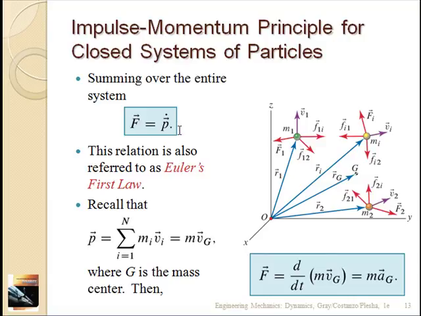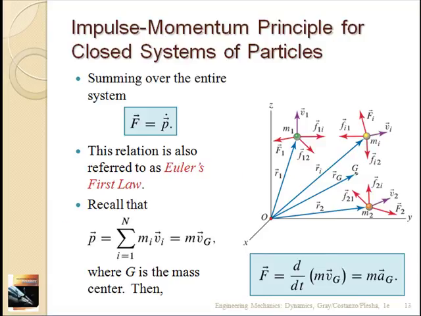So the total force on a system of particles, a closed system, is equal to the time rate of change of the momentum of that closed system. The momentum of a closed system of particles is the sum of the individual momenta, and it's equal to the total mass of the system times the velocity of the center of mass. So we can write that the total force on a system of particles is equal to the time rate of change of the momentum of that system, which equals the mass times acceleration of the system, just as we found before.